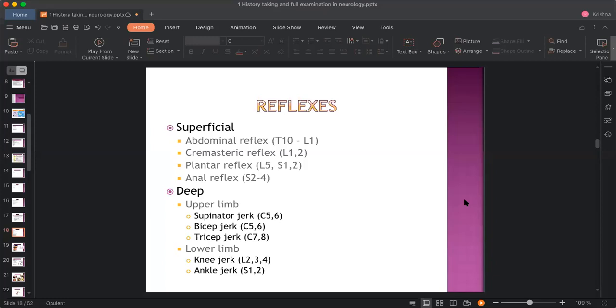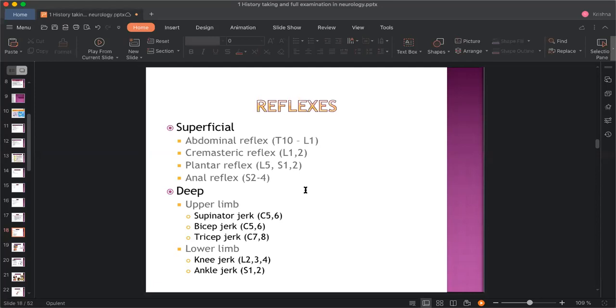It may damage the eye if the examiner doesn't know how to do it, and that's why the others are quite commonly done, like abdominal reflex, cremasteric reflex, plantar reflex, and anal reflex. Now, can anyone tell me what is written here on the side? T10 to L1, L1 to L2, L5, S1 and 2, S2 to S4.